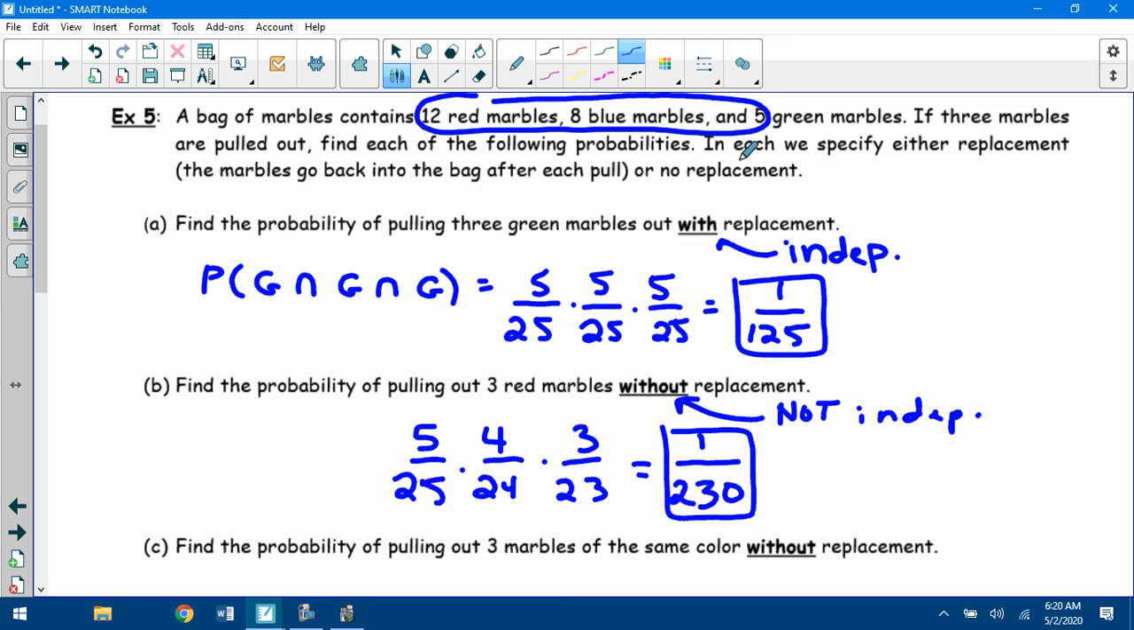Now, I just realized I looked too close. I did the green ones again. So let's just change this to saying green, and then we don't have to redo the whole question. Sorry about that, but you get the idea.